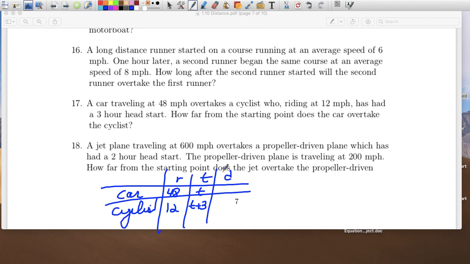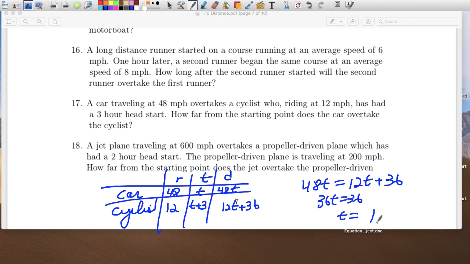So 48t. This is going to be 12t plus 36. So first, let's find the time, right? Once we have the time, we can substitute and find the distance. So it's 48t equals 12t plus 36. They're equal to each other because the car has to travel the same distance the cyclist traveled, right? So you're going to get 36t equals 36. T equals 1. Basically, it took 1 hour.